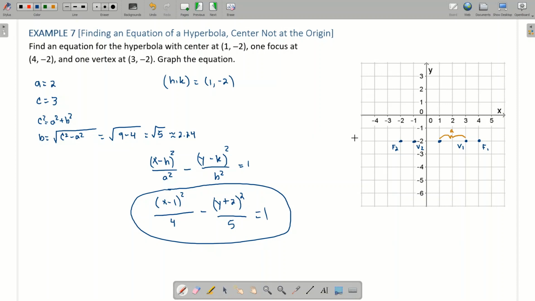Okay, so let's graph it, and we're going to use the asymptotes again. So we would draw our rectangle around these vertex points, and what we need to do is go up b units, and this one's not very pretty. You can see going up b is going to be off grid points, so we're just going to have to approximate it roughly about here. Go up 2 and about 1/4 units, go down 2 and about 1/4 units, and then connect those.